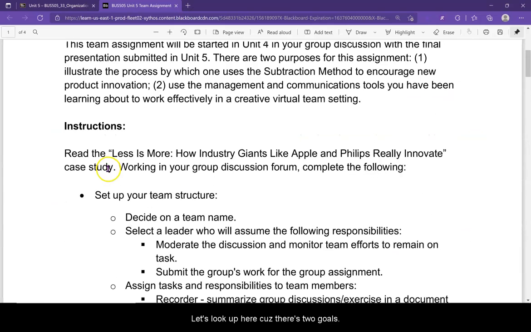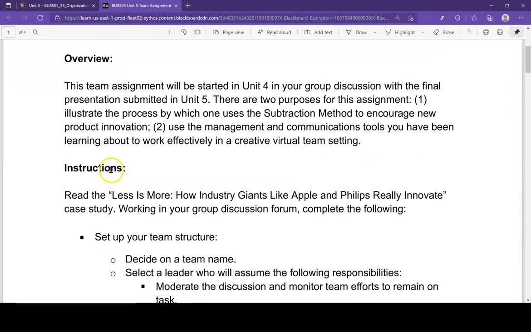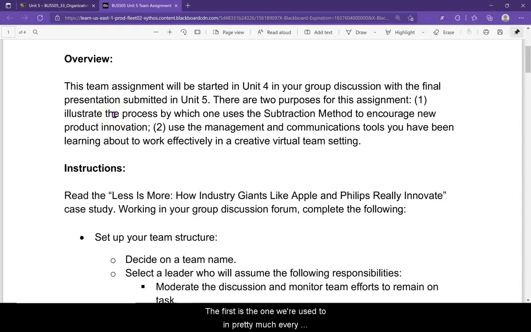However, let's look up here because there are 2 goals of the group project. The first is the one we're used to in pretty much every unit, and that's the technical side of it, of being able to illustrate the process by which one uses the subtraction method to encourage new product innovation. So there are some technical skills we want to learn from the project, but I think just as important is the second goal, and that's to use the management and communications tools that we've been learning about to work effectively in a creative virtual team setting.